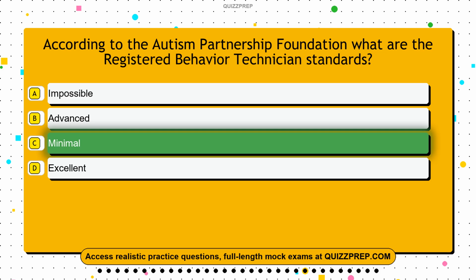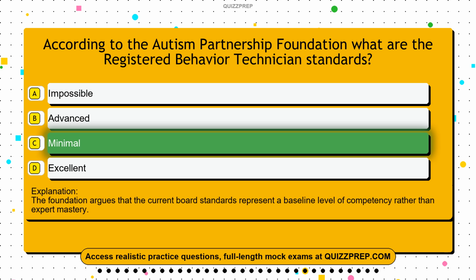The correct answer is option C, minimal. The Foundation argues that the current board standards represent a baseline level of competency rather than expert mastery.